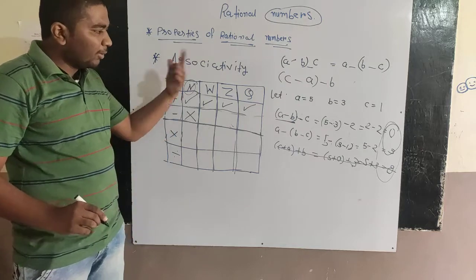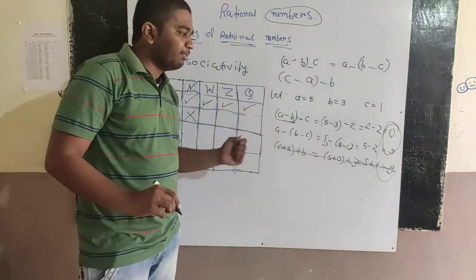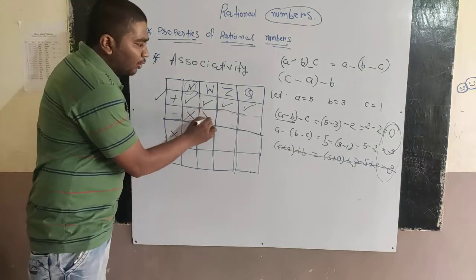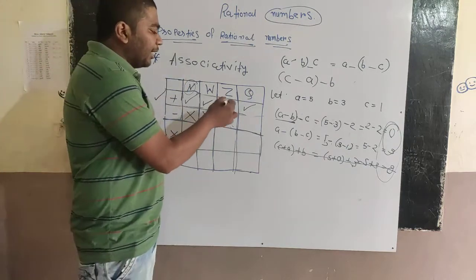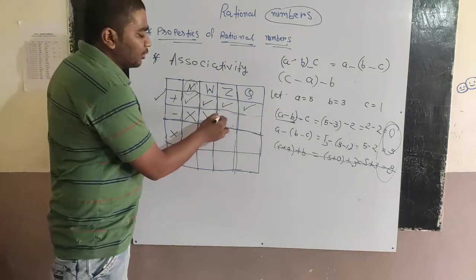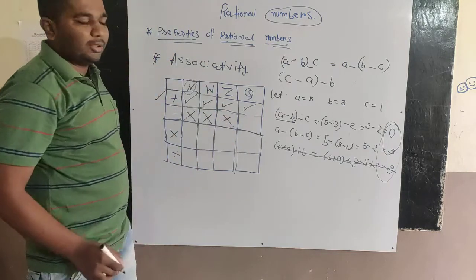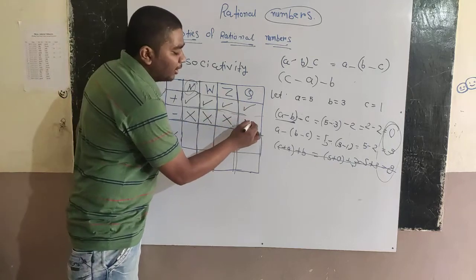Now let's talk about whole numbers. In whole numbers also the same thing will happen, so whole numbers are also not associative under subtraction. Now we are talking about integers, then also it is not, and for rational numbers also not.